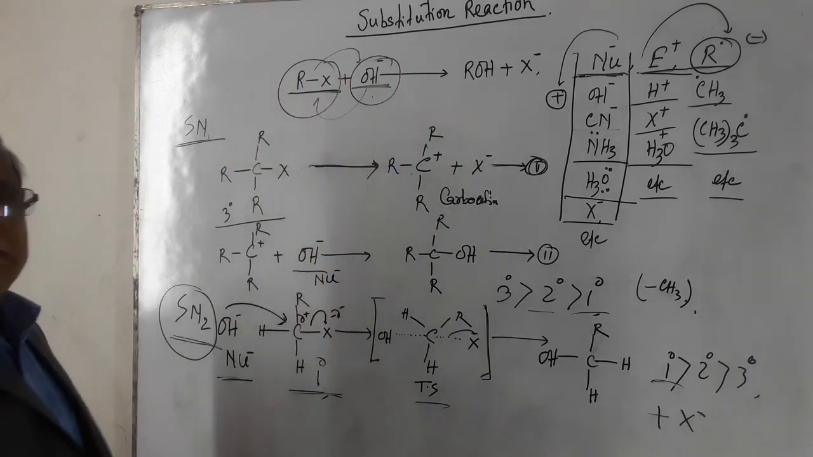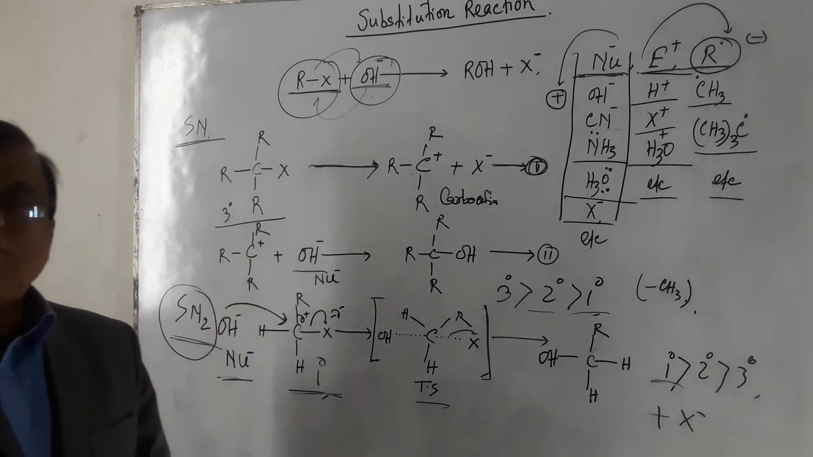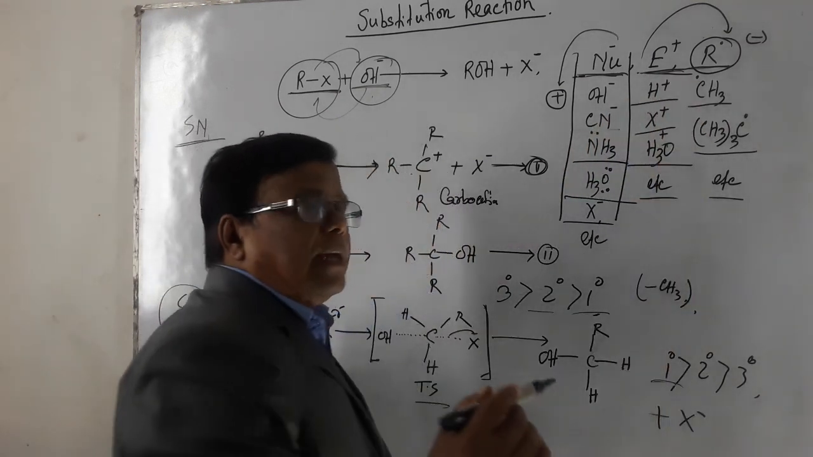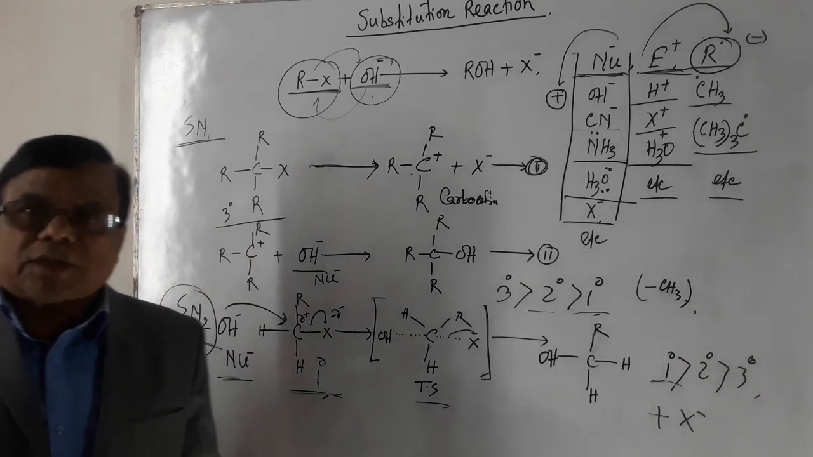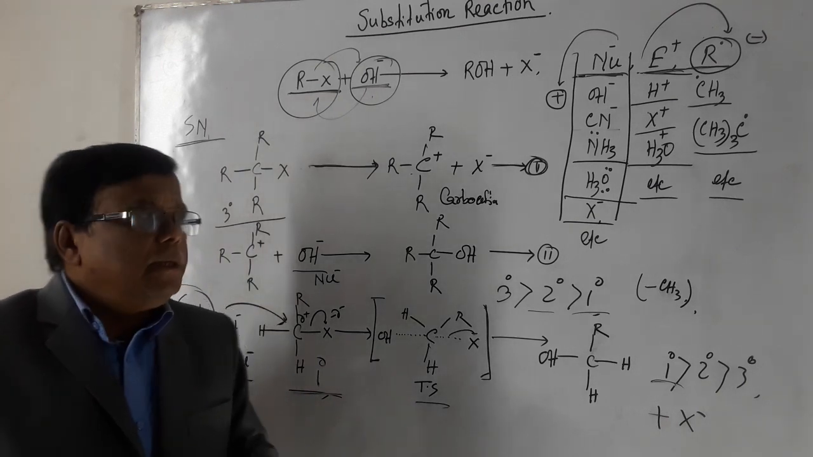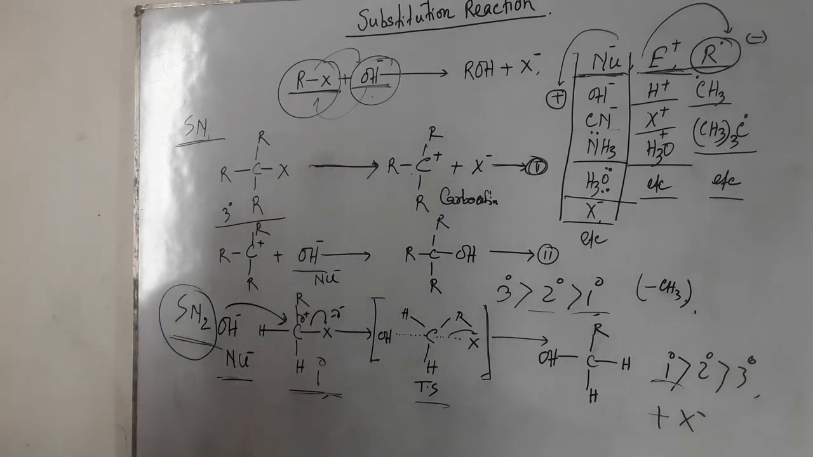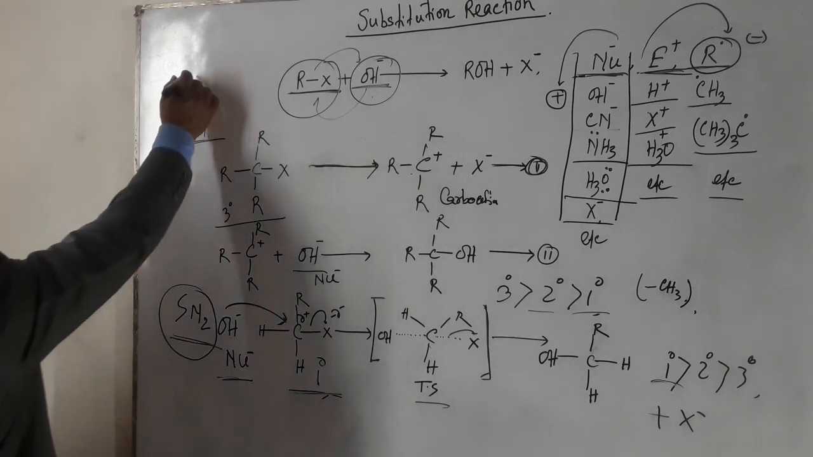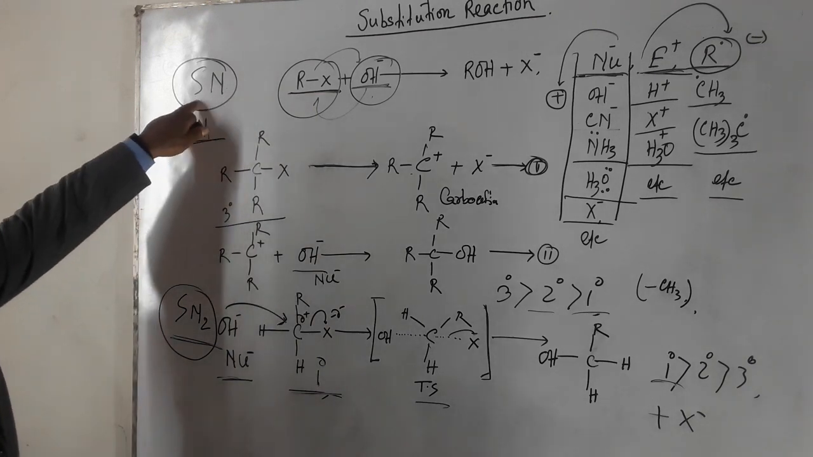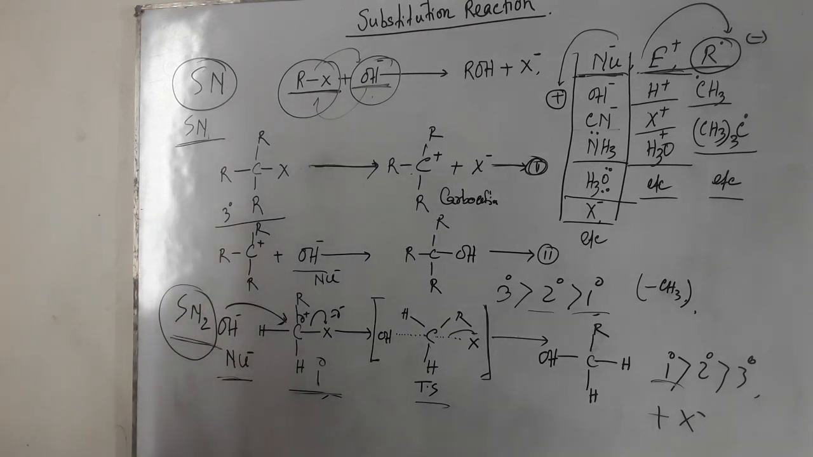If the reagent is nucleophilic, then it will be a nucleophilic substitution reaction. If the reagent is electrophilic, then it will be an electrophilic substitution reaction. And also, if the reagent is a free radical, then it will be a free radical substitution reaction. This is the substitution reaction. Substitution reaction is generally denoted by Sn. Sn means nucleophilic substitution reaction. Sn reaction has 2 types, Sn1 and Sn2.